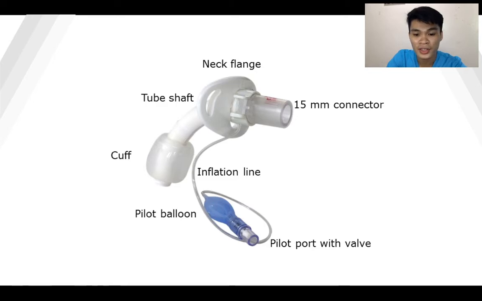Next is the inflation line, which is a route for air. The pilot port with valve serves as an indicator of the amount of air in the cuff.